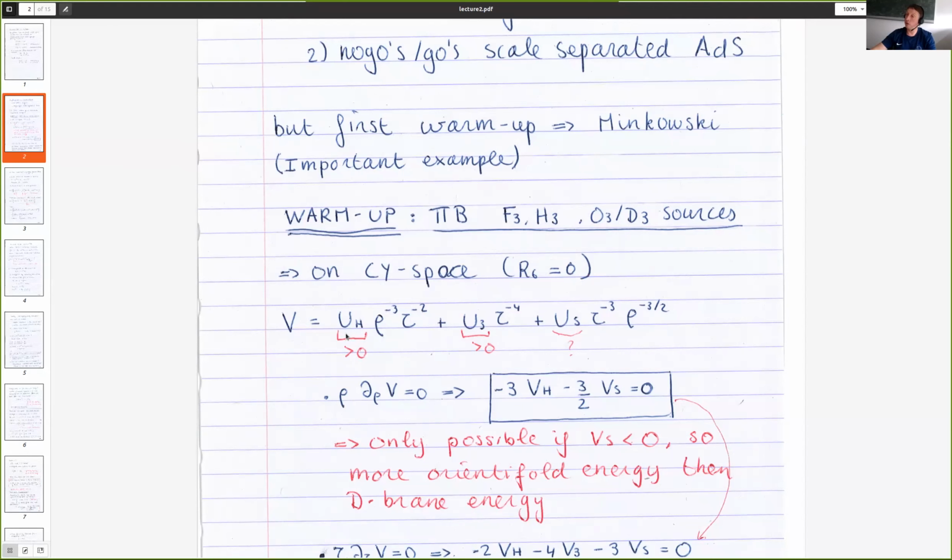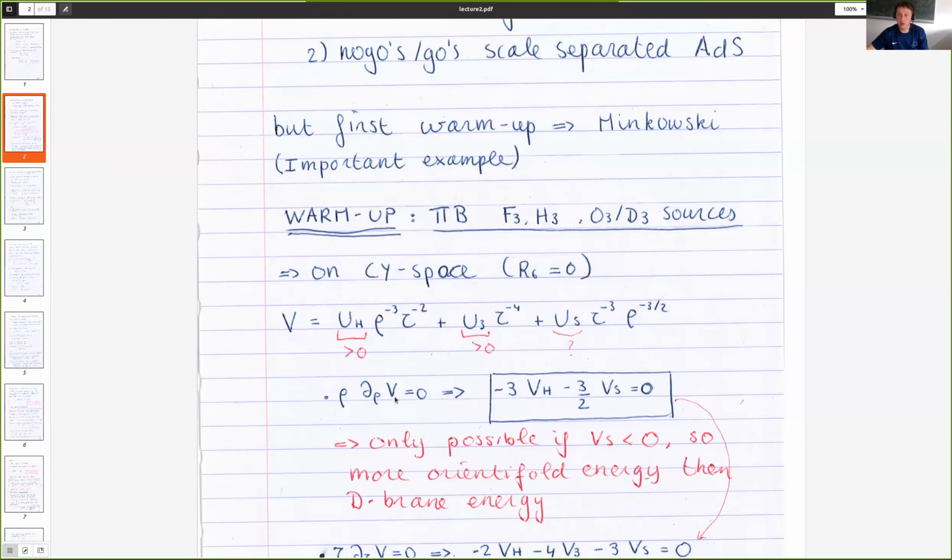The sign of this object, you don't know in advance. If it's 0, that would mean that there is as much negative tension in the orientifolds as positive tension in the D3 branes that you put together, okay? When you find that this number has to be negative, this means that there will be more orientifold energy than there is D-brane energy. When it's positive, it's the other way around. Okay, let us check this, okay?